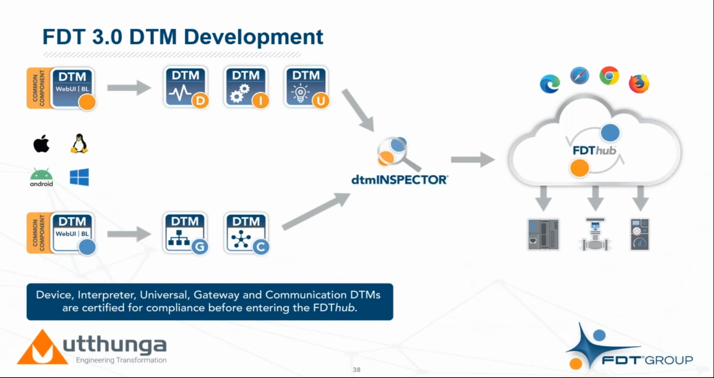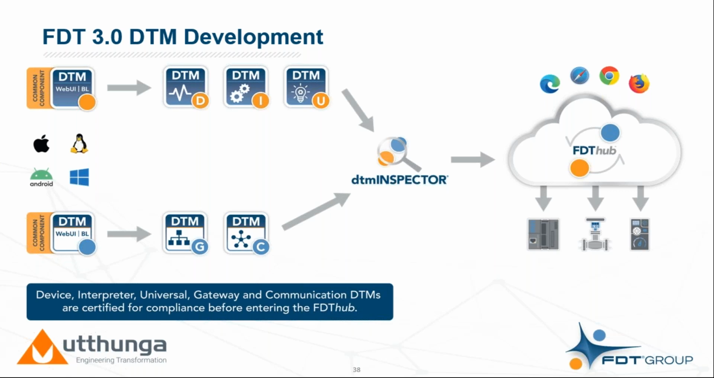This is what it looks like from a DTM development perspective. The common components you see in the upper left are the starting point for developing a DTM. There's a couple of different types of DTMs you could potentially develop. You can make a device DTM, an interpreter type of DTM. You can also make communications DTMs that enable various gateways or protocols. Those are all possible, and you can see those are all developed through the same common component tool set, and when they're developed, they'll work on any of the operating systems that we've talked about before.